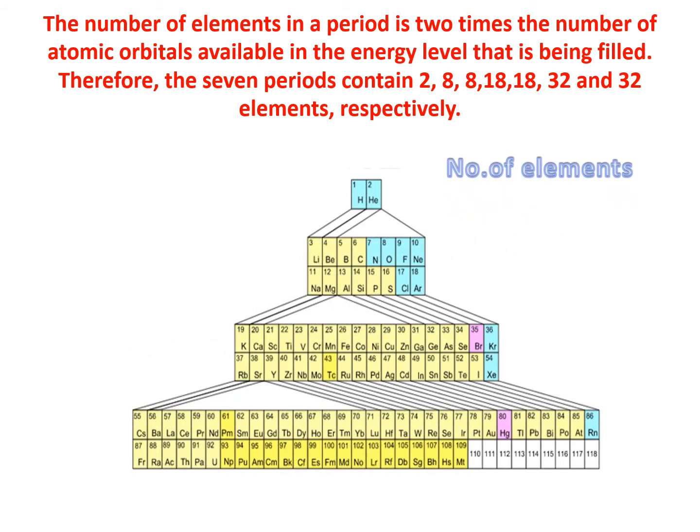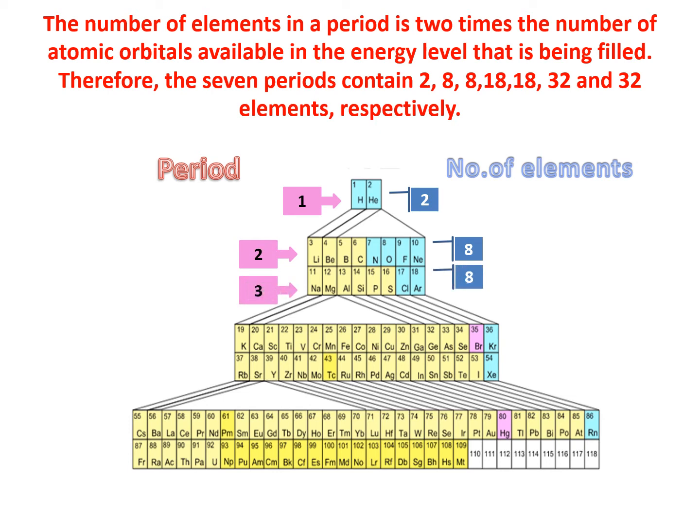Here we can see the number of elements in a particular period. 2 elements in period 1 as electrons enter only the s orbital. 8 elements in period 2, 8 elements in period 3 as there are s and p orbitals, 1s and 3p. 18 elements in period 4, 18 elements in period 5. Here, electrons are filled in 9 orbitals, 1s, 3p and 5d, altogether 9.